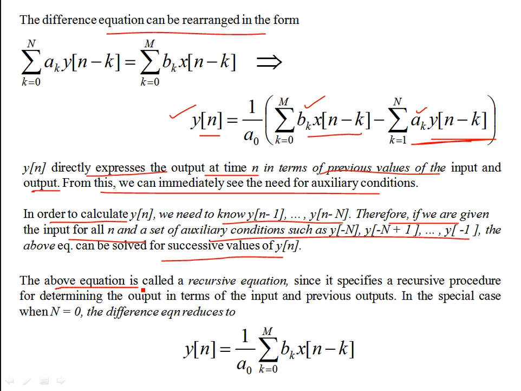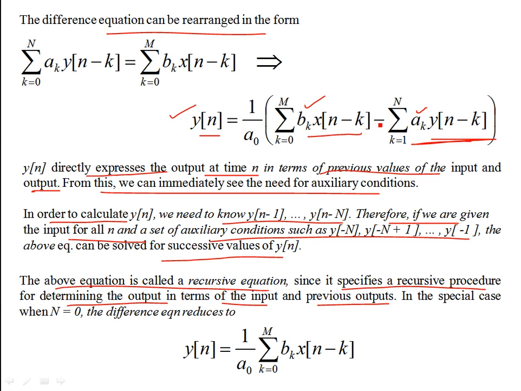The above equation is called recursive. Recursive is a term used in the language of signals and systems to show that the output requires recursion, that is, the output requires the previous outputs. So in order to compute the present output, we require the previous outputs as well. It specifies a recursive procedure for determining the output in terms of the input and the previous outputs. If it doesn't require any previous outputs, then it is non-recursive.